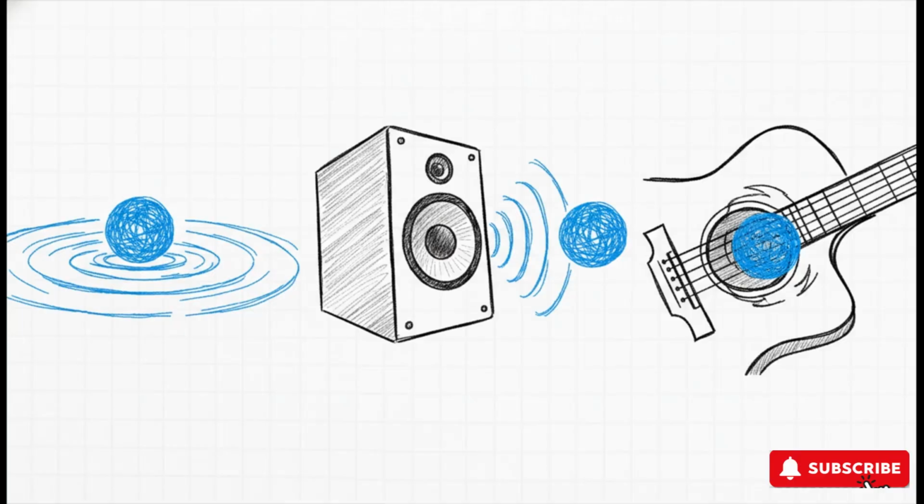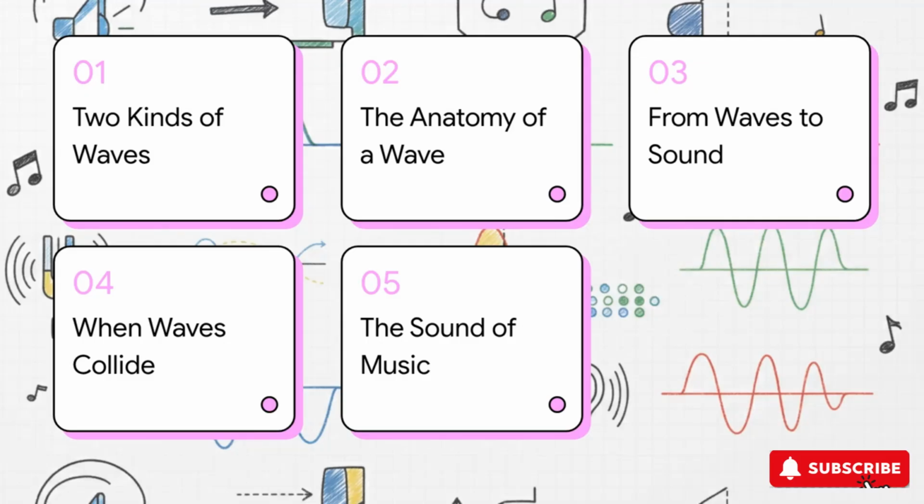They are transfers of energy moving through something, whether that something is water, or air, or even a guitar string. And you know what? Understanding this one single idea is the key to unlocking pretty much everything else we're about to cover. So, how exactly do we get from that simple ripple to a full-blown symphony? Well, here's our roadmap. We're going to start with the two basic kinds of waves. Then we'll learn how to speak their language, the anatomy of a wave. We'll use all that to finally understand sound itself, see what happens when waves collide, and then put it all together to uncover the physics behind the music we love.